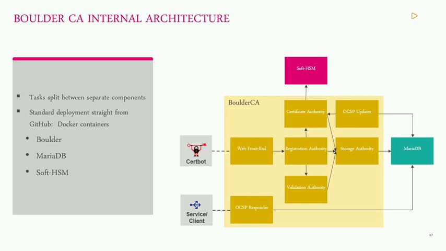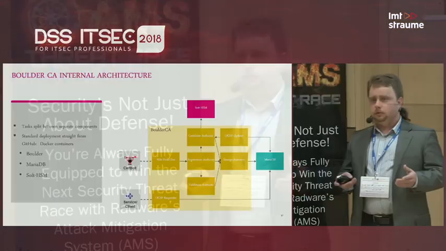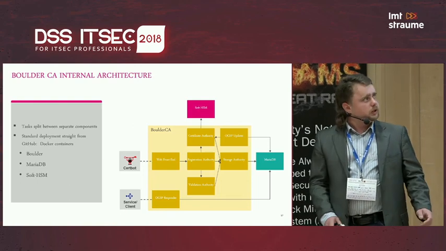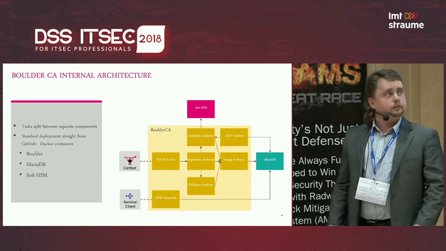If we zoom in a bit further and see what the components are, there is Certbot sending requests to the web frontend. Then there is a registration authority which checks whether the request has been already received previously from the same client. Then there is a certificate authority which will actually sign the certificate, and that is backed up by SoftHSM, which actually holds the private key to sign the certificate and send it to the client. And as you can see, once again at the backend there is a MariaDB where all the information is stored.